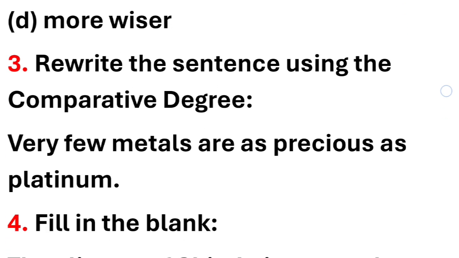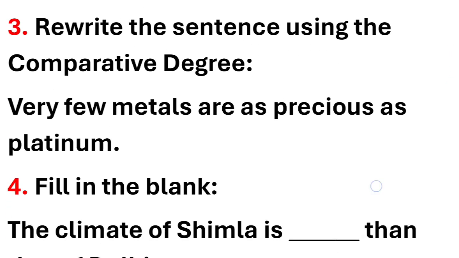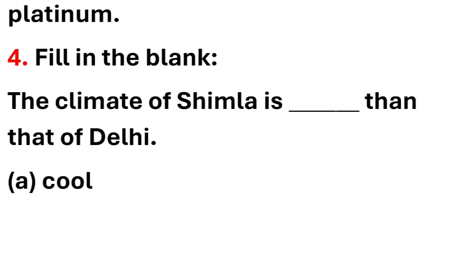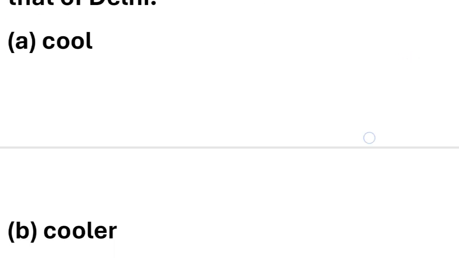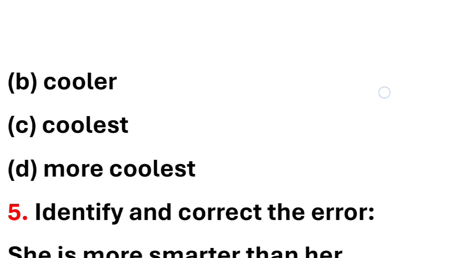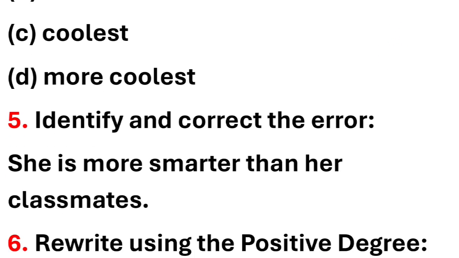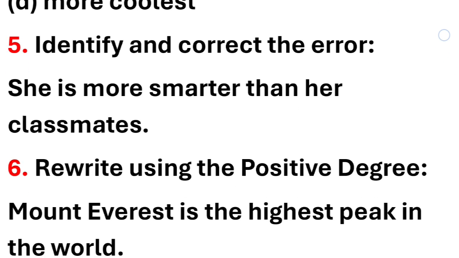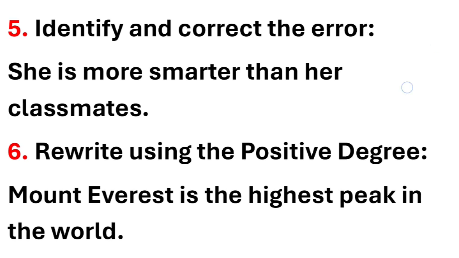Question 3 is rewrite the sentence using the comparative degree. Very few metals are as precious as platinum. So in comparative degree we have to convert it. Now question 4, which says fill in the blank. The climate of Shimla is dash than that of Delhi. Should it be A, cool, B, cooler, C, coolest, or D, more coolest? Now question 5, which says identify and correct the error. She is more smarter than her classmates.